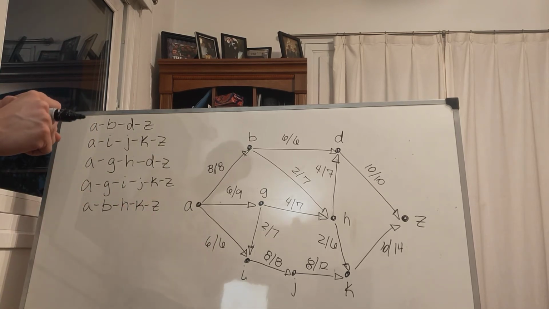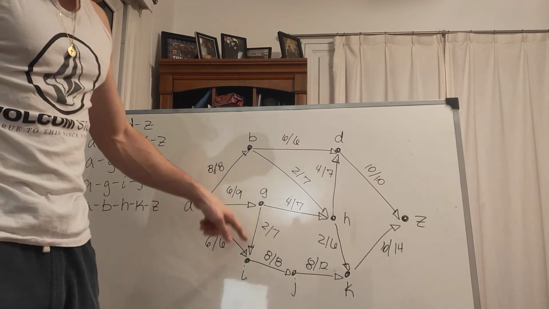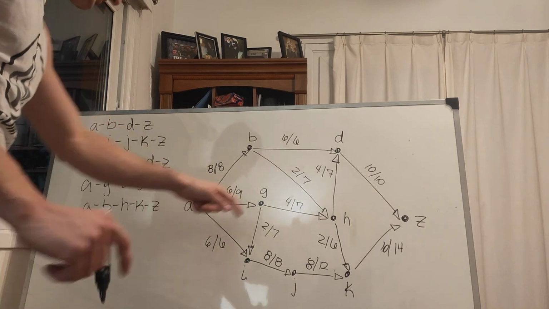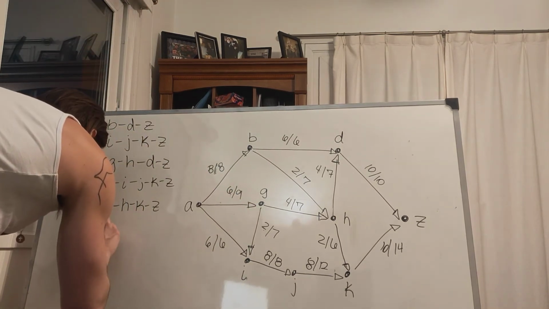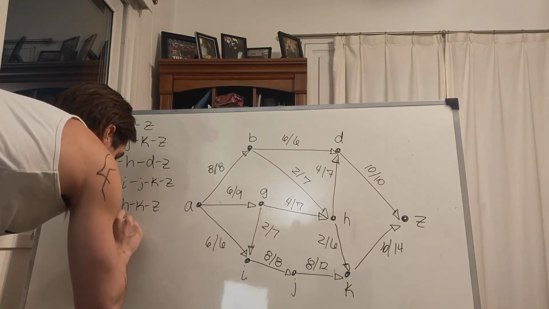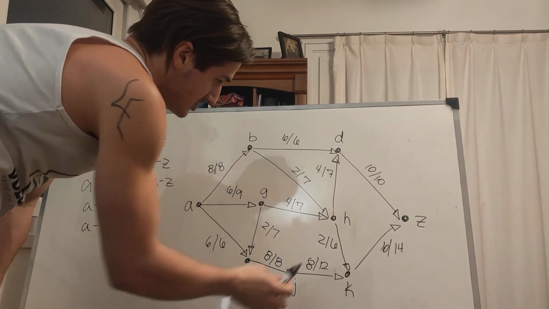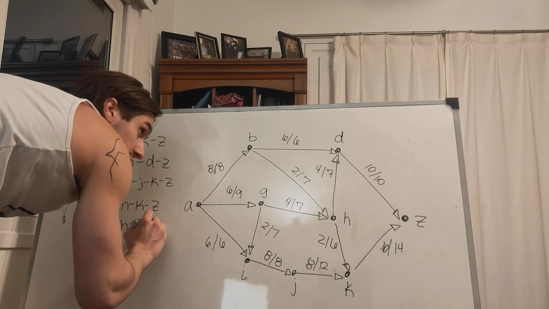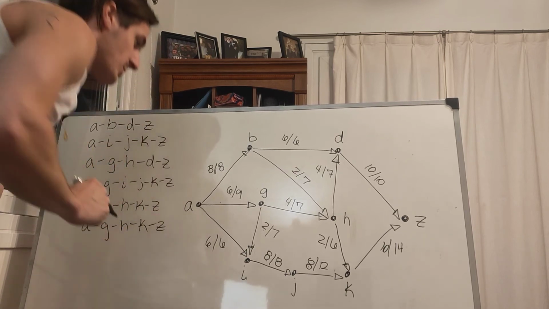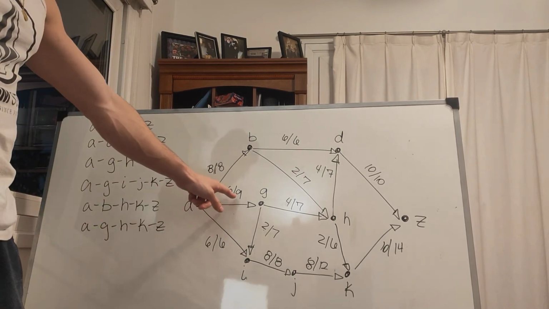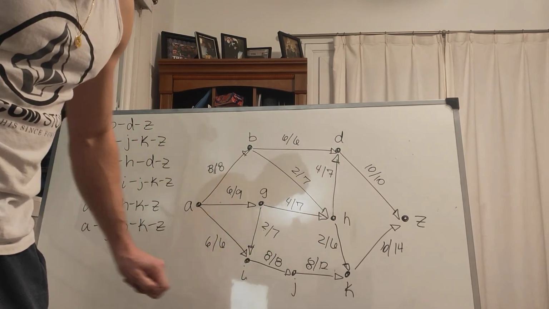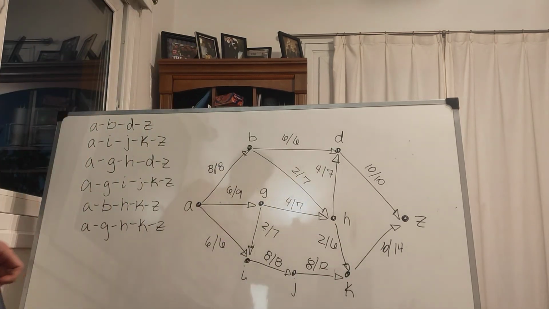Okay, let's see. What can we do here? We can't go down this way, so that means we're going to have to go this way. So we're going to have to go A to G to H, and then from H, we can go down to K and then to Z again. Perfect. K to Z. Okay, so let's find our bottleneck. We got difference of 3 here, difference of 3, difference of 4, difference of 4. Okay, so our bottleneck is going to be 3.